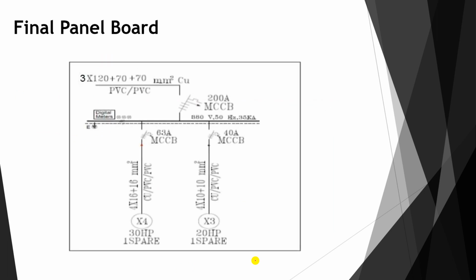Now finally, after collecting all of this data, this is our panel board. We have the circuit breakers as we selected, we have the incoming cables and outgoing cables and everything. So this is how you can select the cables and their cross-sectional area and the circuit breakers of the system. Okay.